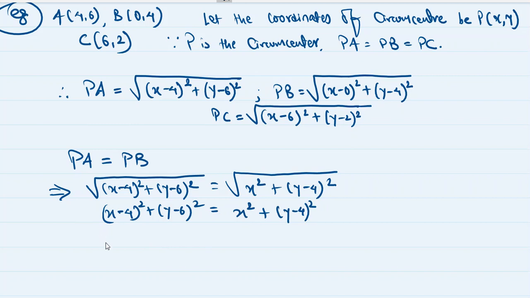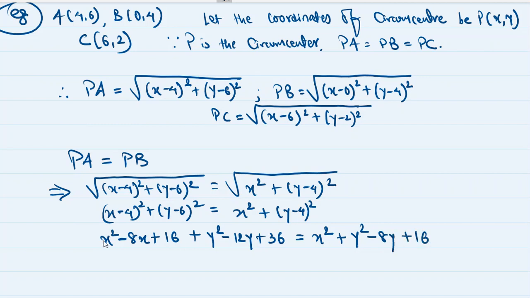Okay, (x minus 4) the whole square will be equal to x square minus 8x plus 16, plus y square minus 12y plus 36, is equal to x square plus y square minus 8y plus 16. We are just going to simply cut x square and y square from both the sides. So we are going to get minus 8x minus 12y plus 8y. See, I just brought 8y to the other side. Is equal to 16.